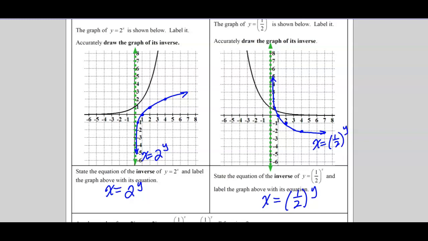Then it asks, are all of these functions? Yeah, vertical line test is the easiest way, right? They're all functions. Only touches once, only touches once, only touches once, only touches once.